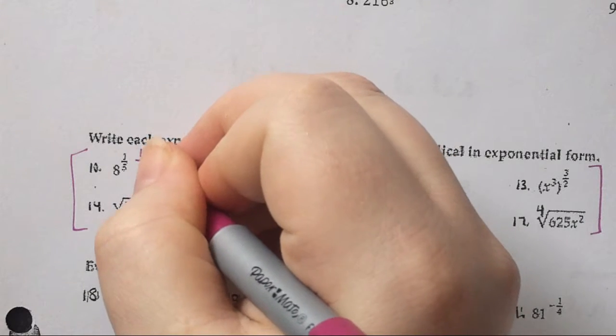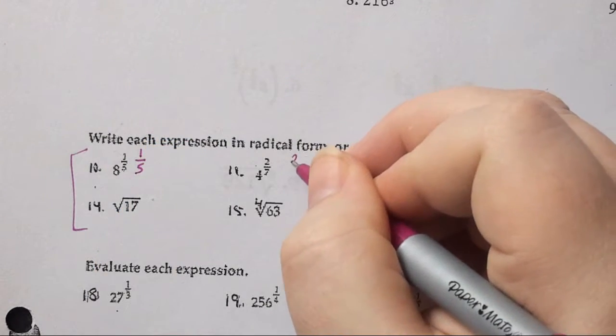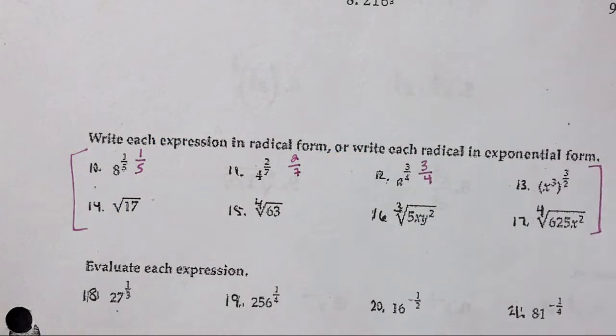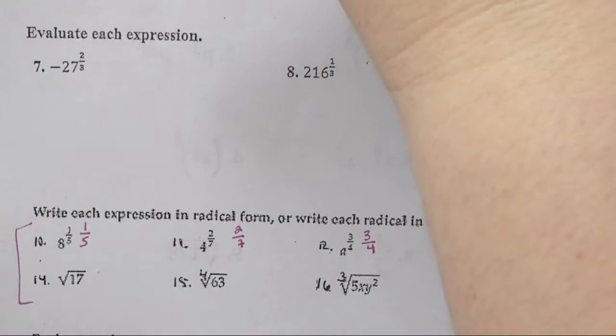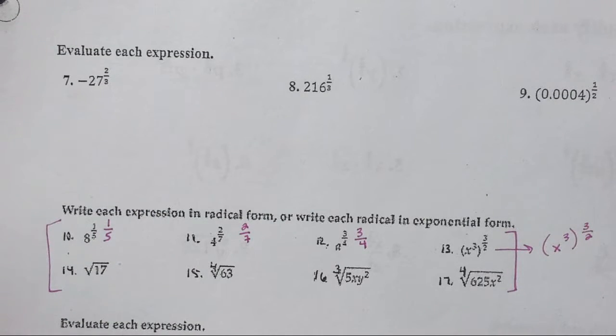This fraction is a 3/4. This is a 1/5. This is a 2/7. Why do they write them so tiny? I don't know. Let's see. This one is x to the 3rd raised to the 3/2. Again, I will have these answers posted tomorrow, or I will go over these answers tomorrow, but if Addison doesn't try it herself, what really is the point in life?